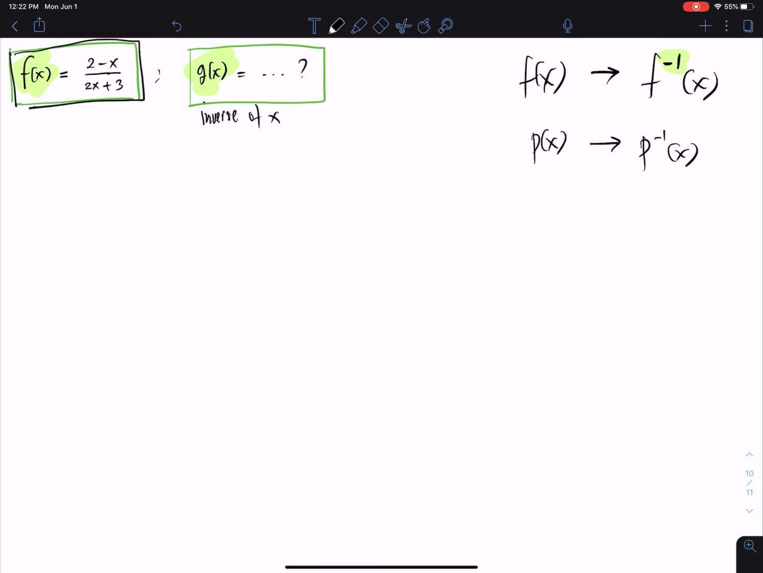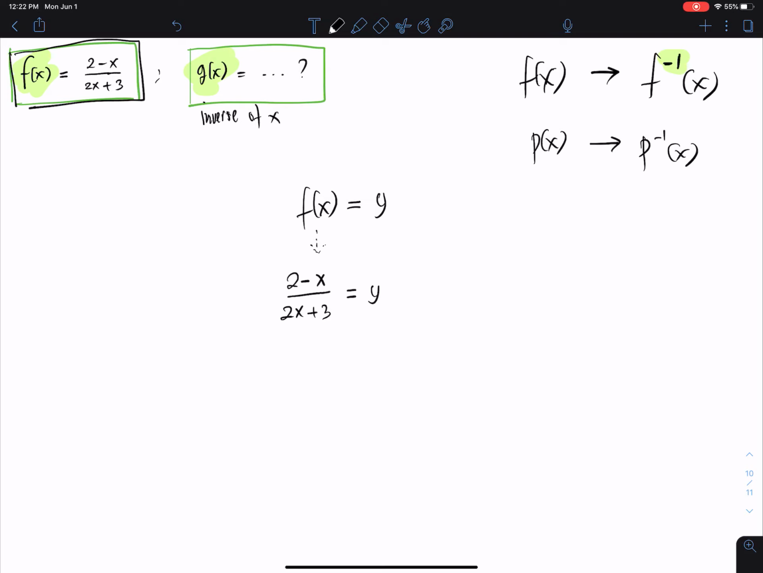Again, first step, write down the statement f(x) equal to y. This is very important because we always start with this one, f(x) equal to y. Now bring back the definition of f(x), which is (2 minus x) over (2x plus 3) equal to y.